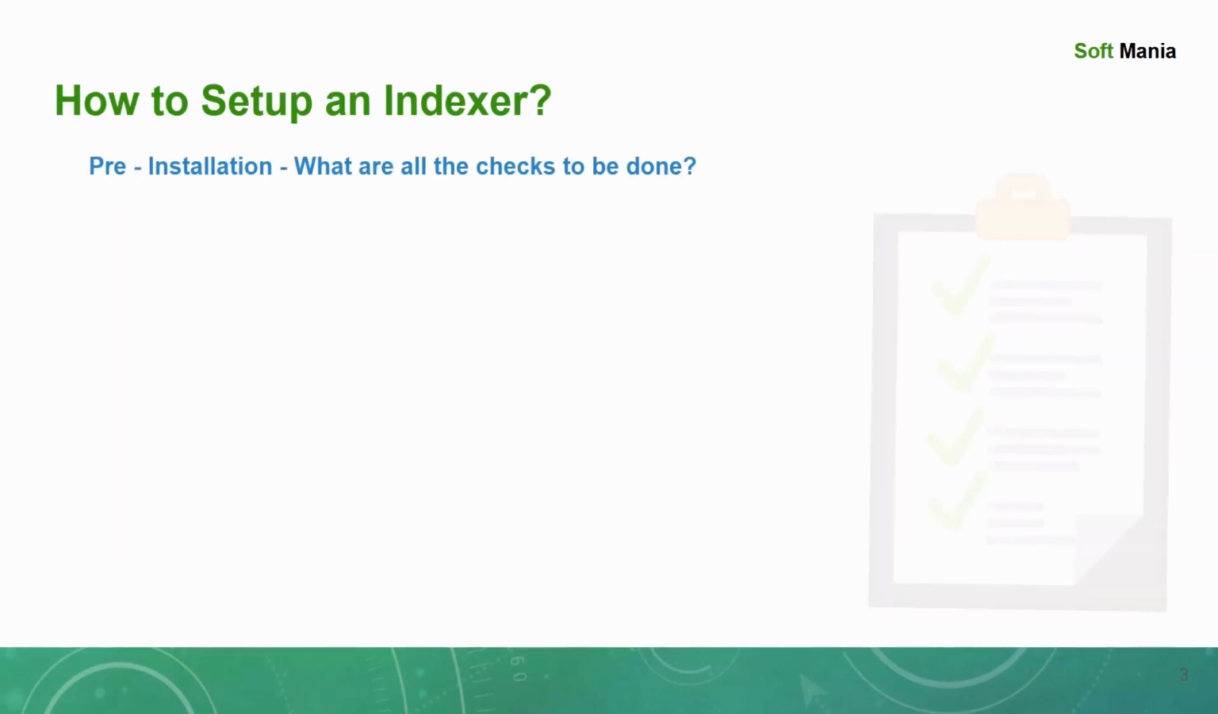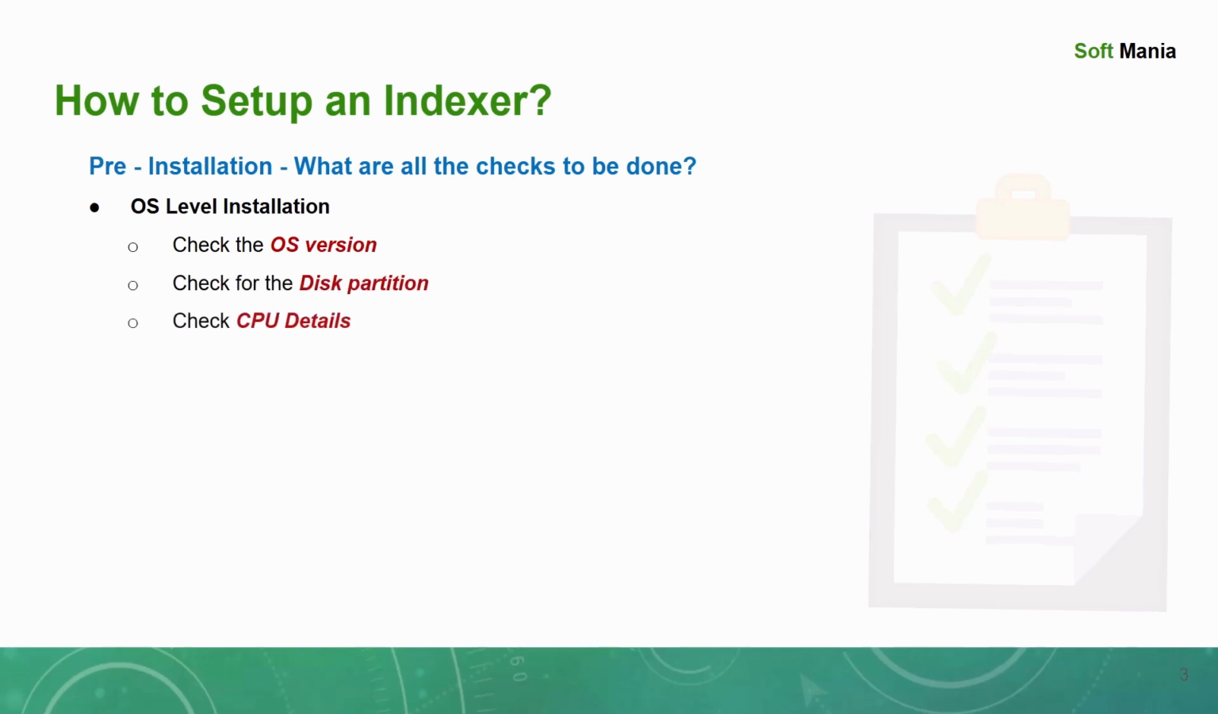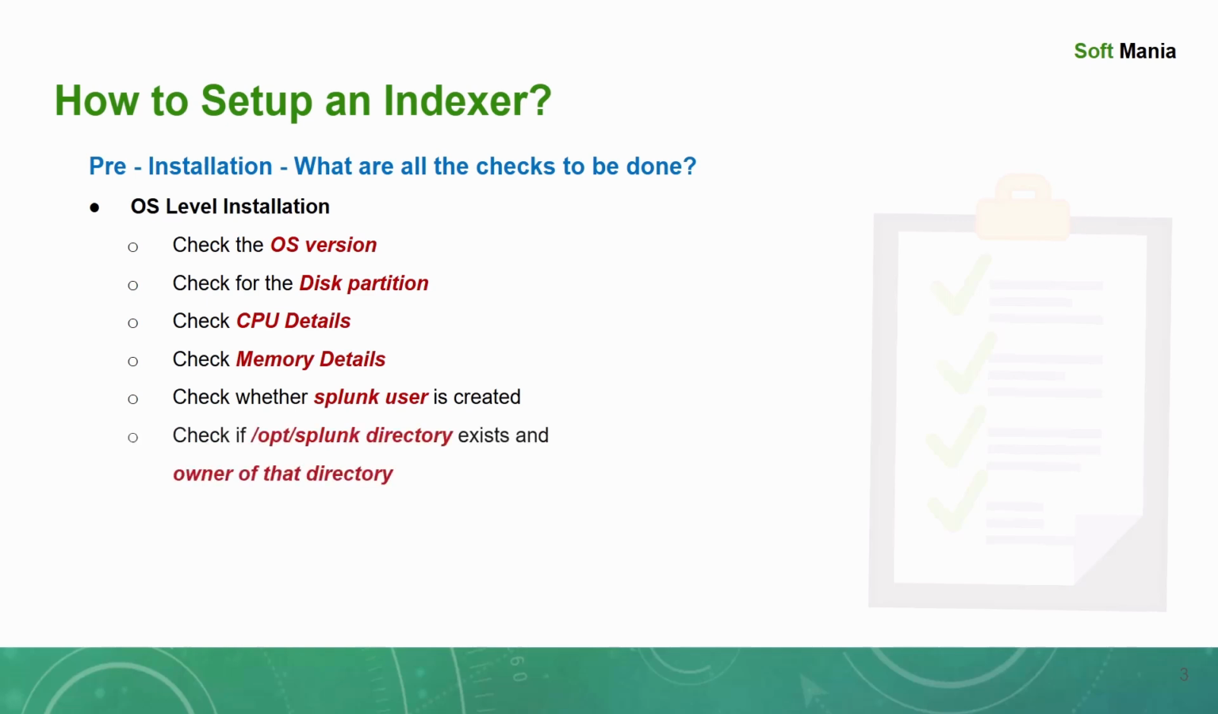First step, pre-installation checks. What are all the checks to be done? There are some OS level validations we have to do, such as checking the OS version, checking the disk partition, checking the CPU details, memory details, and checking whether the Splunk user is created, whether the directory is created, and whether it has the permission or the owner as the Splunk user. These kinds of things we have to check at the OS level.